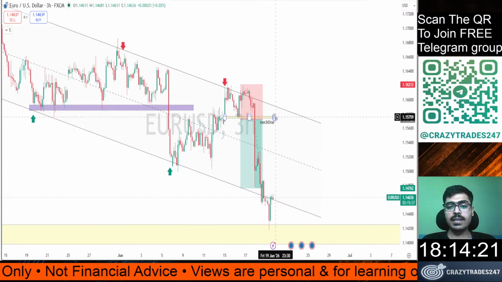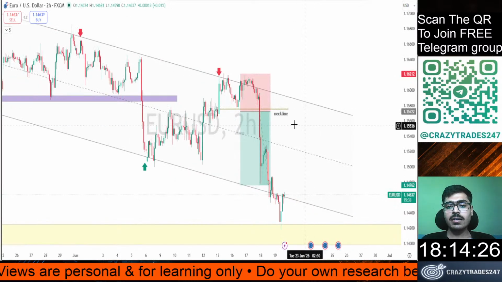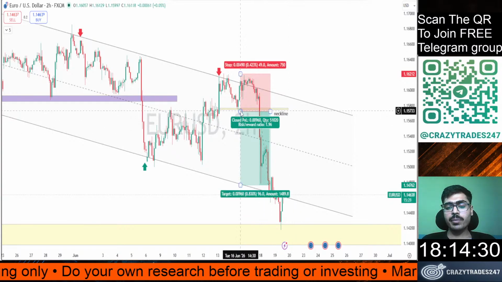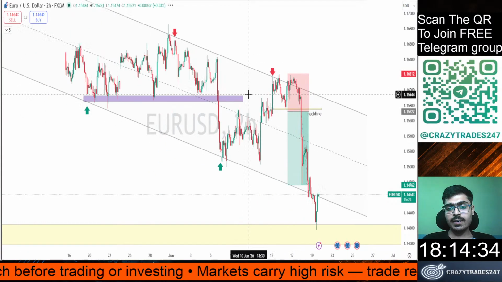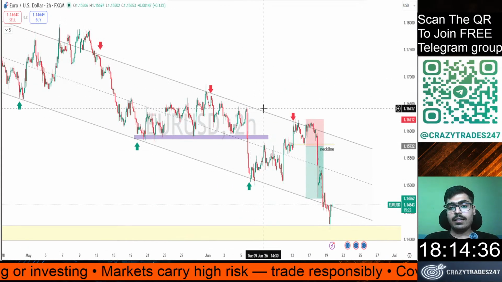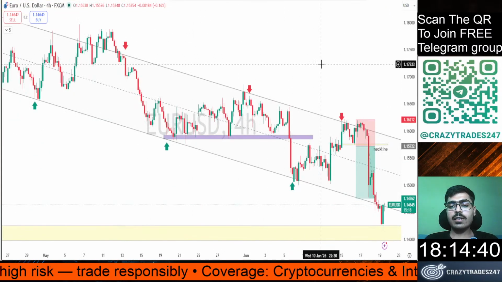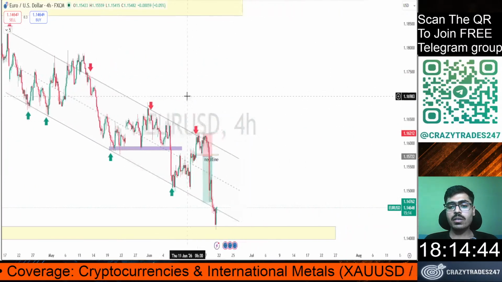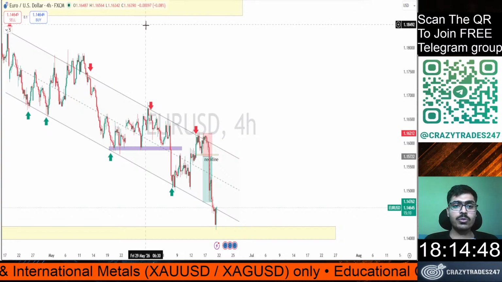This was the neckline that we drew on the 2 hourly or 1 hourly time frame from the yellow rectangle, and upon breakout of this level we took the short entry, and this went perfectly. And now that price has given a complete move from its resistance to its support, what lies ahead is the question for us.